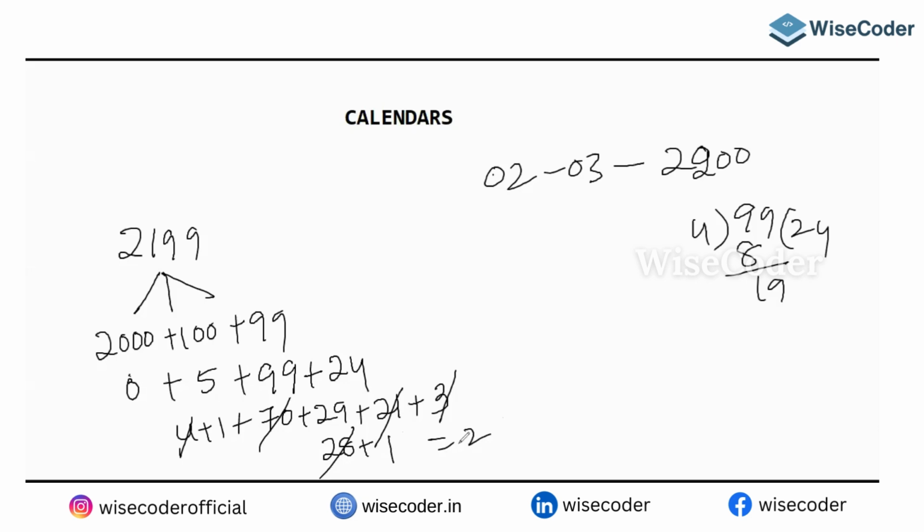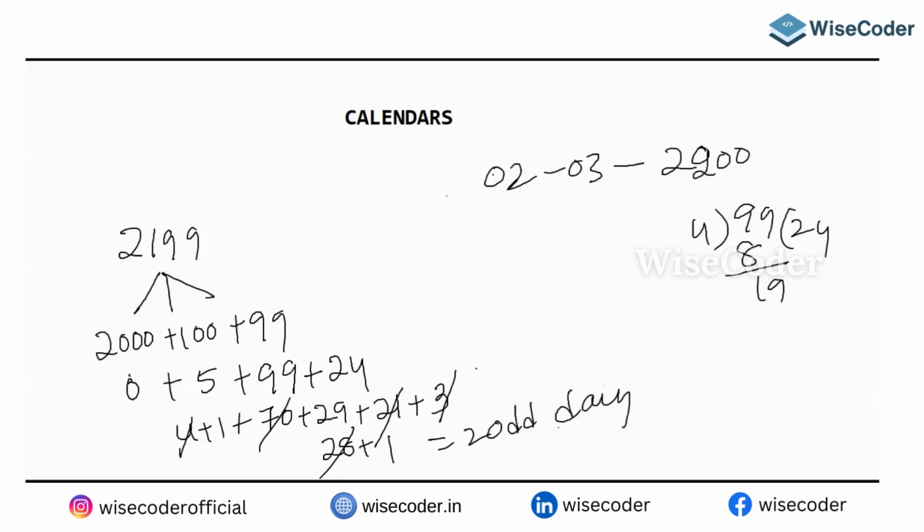Remove all the multiples of 7. Am I correct? 5, 4 plus 1, 99, 70 plus 29. Again 29, 28 plus 1, 24, 21 plus 3, 21, 28, 70, 4 plus 3, 7. Yeah, 1 plus 1. So see how quickly I got 2 odd days. If you add all the numbers and divide by 7, it will take a lot of time, friends. So I got 2 odd days.